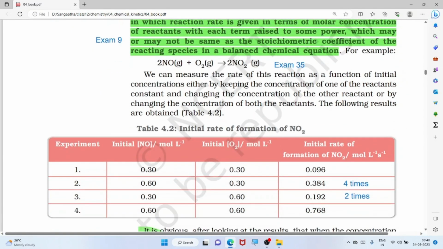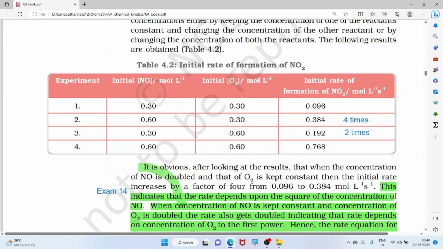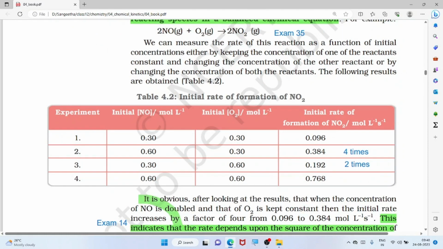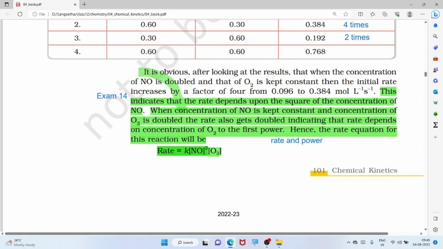So this is how you compute the rate of the reactions. Here the reactant concentration is changed and the rate is measured. So here they are changing the concentration of NO and keeping the oxygen concentration constant, and they are measuring the rate, which is 4 times. Now they are changing the concentration of the oxygen, keeping the rate the same, 0.3, now 2 times, is 4 times and is 2 times. Based on that they arrive at this rate equation like this.